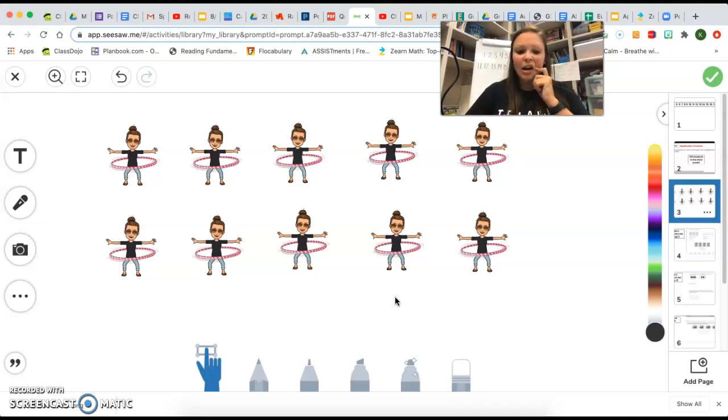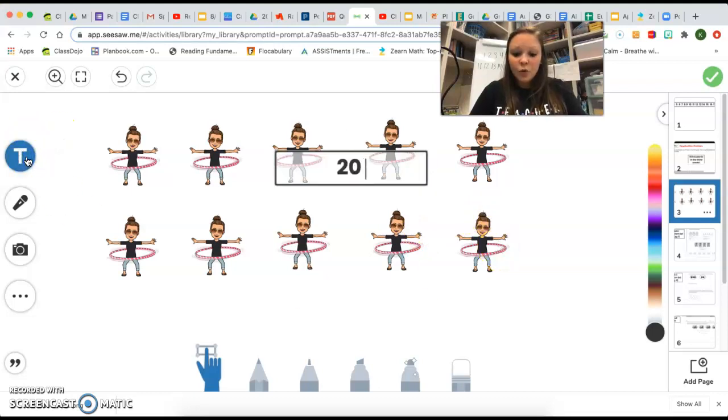What's one way I could figure out how many arms are in this picture? Yes, I could group count the arms. So instead of going 1, 2, 3, 4, 5, 6 and counting them like that, I could count by, yes, 2s. So let's do that. 2, 4, 6, 8, 10, 12, 14, 16, 18, 20. So I know that I have 20 arms in this picture.